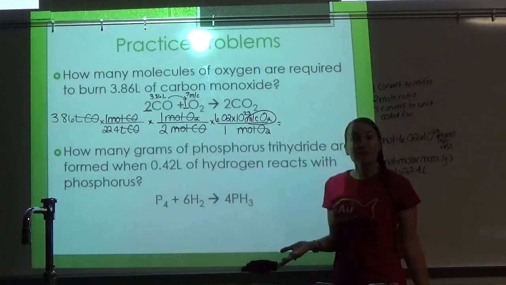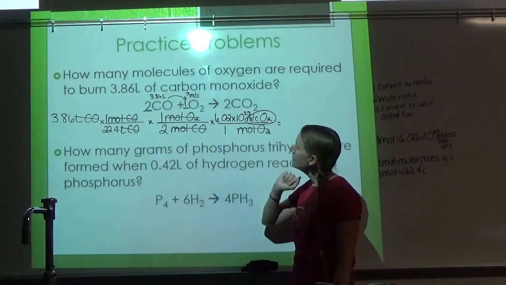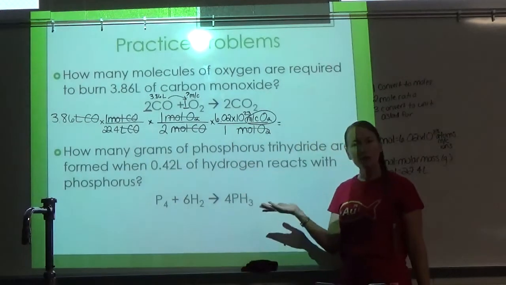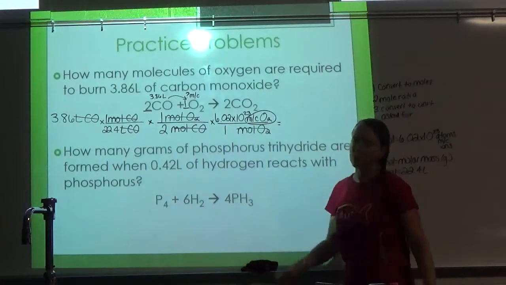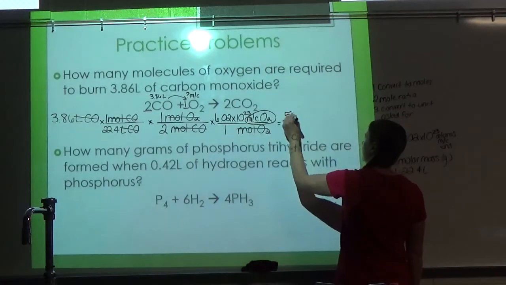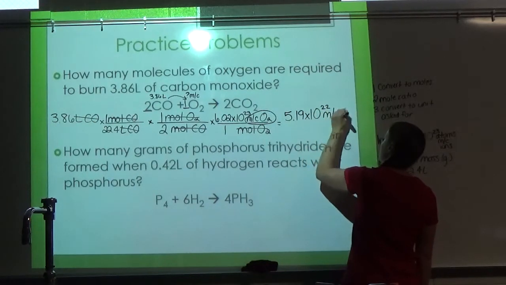And so then all I have left is multiply and divide. So I do 3.86 times 6.02 times 10 to the 23 and divide by 22.4 and 2. Remember, you just multiply across the top, divide across the bottom. That's all you have to do. All right, and so I got 5.19 times 10 to the 22 molecules of oxygen.